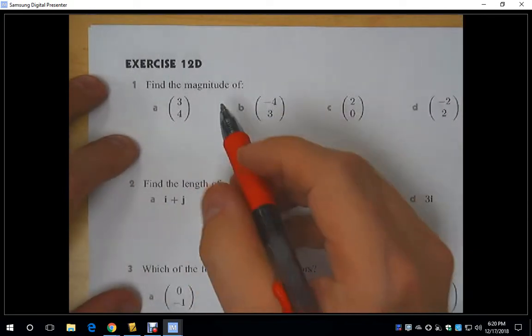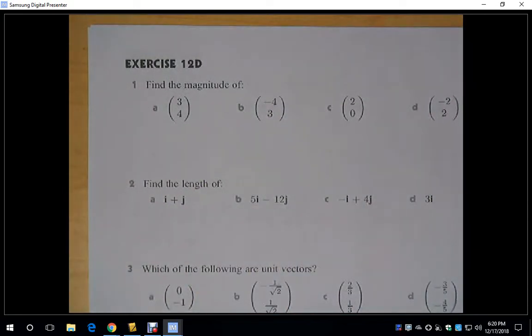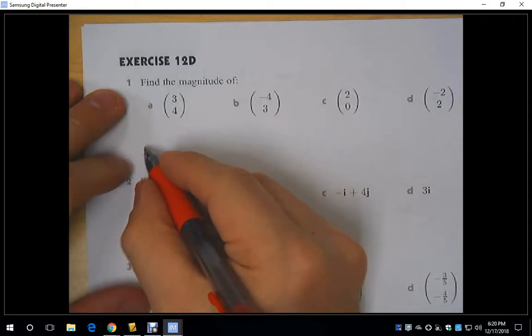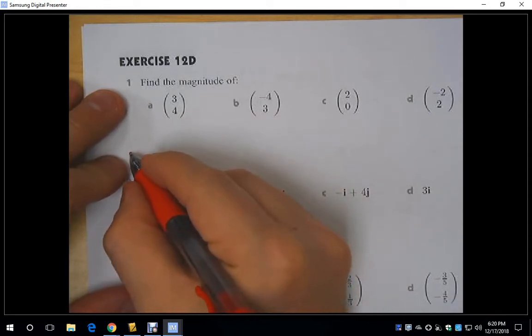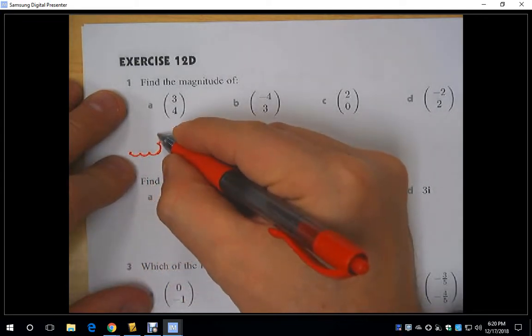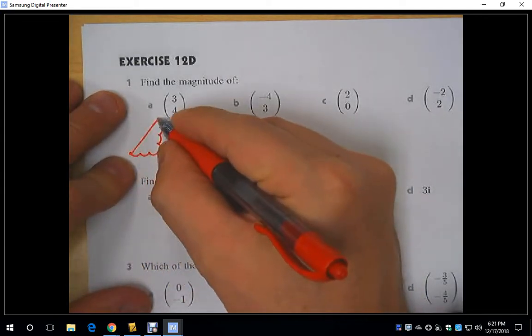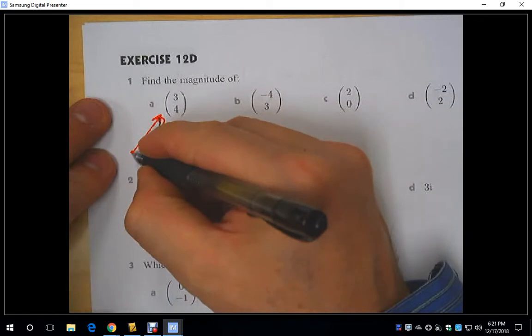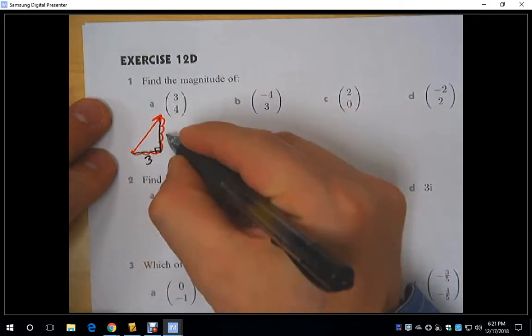Now here it says find the magnitude of these vectors. If I have a vector that is 3 units to the right and 4 units up, we have this vector. We can construct a right triangle with a base of 3 and a height of 4.